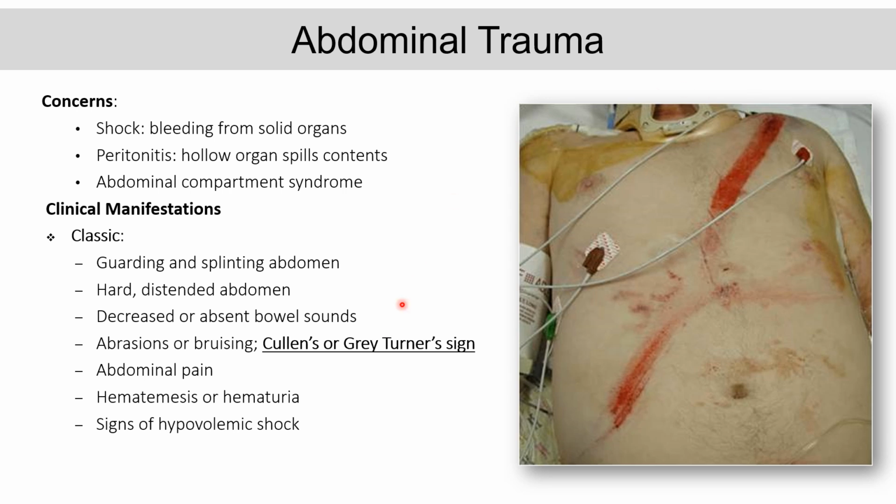This picture here shows a patient who was in a car accident. This red line is the seat belt. So looks like they were wearing their seat belt, but it was a really hard impact. So they could potentially have some abdominal trauma inside there.